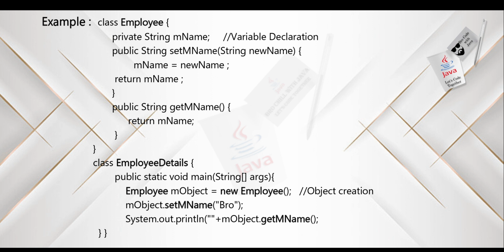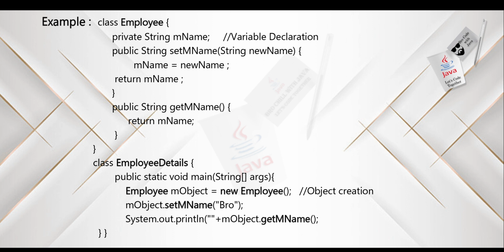In the main function of this class, we are creating an object of class Employee, and with the help of that object we call the set method, that is the setMname method, and pass "bro" as a parameter. This method sets the mname value of class Employee and returns it in the getMname method.